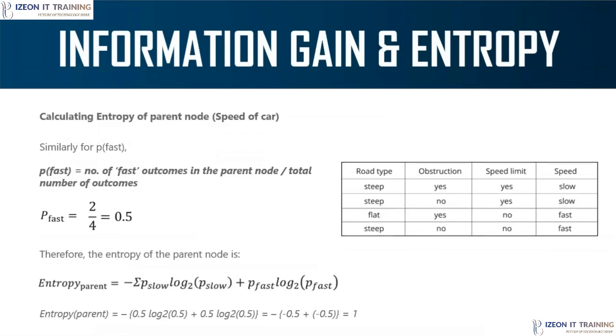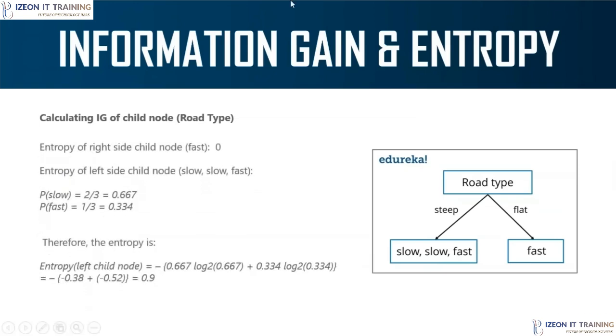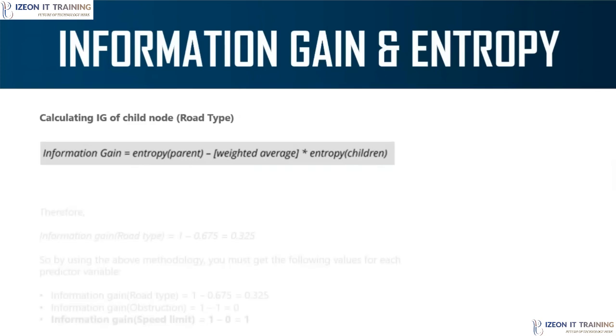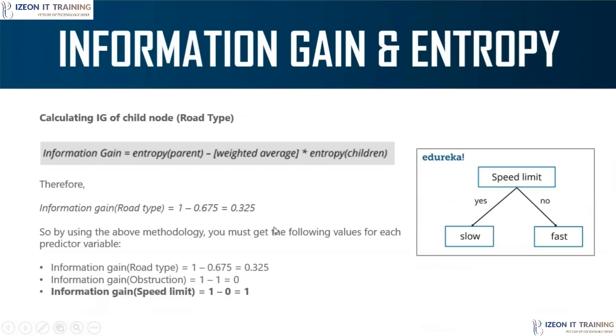Okay. After that, you calculated the information gain of each of the child nodes. In order to calculate the information gain of the child node, you start by calculating the entropy of the right hand side and the left hand side of the decision tree. Okay. Then you calculate the entropy along with the weighted average. You substitute these values in the information gain formula and you get the information gain for each of the predictor variables. So after you get the information gain of each of the predictor variables, you check which variable gives you the maximum information gain and you assign that variable to your root node. It's as simple as that.